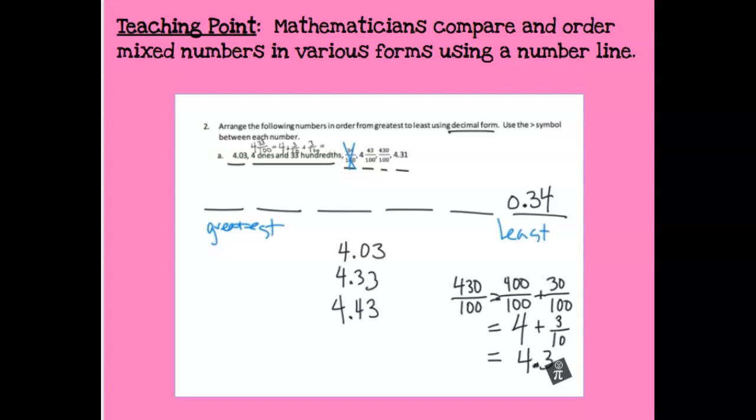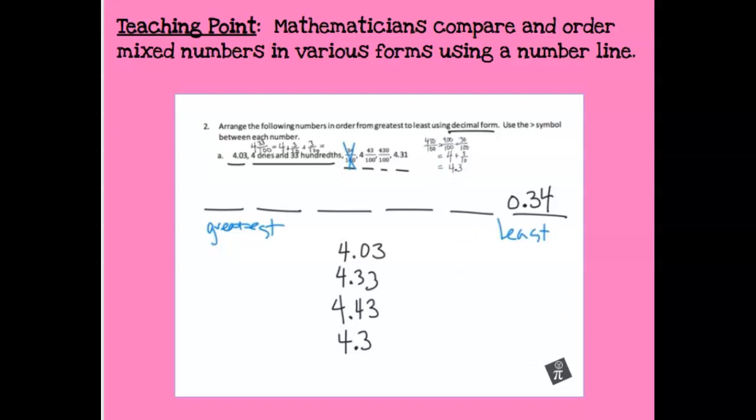So that means we can write that over here, 4.3. And so we've got all these decimals showing up over here. I'm going to shrink this one to get it out of the way. And then the last one is already a decimal. That's 4.31. So I'm going to write that right here, 4.31.